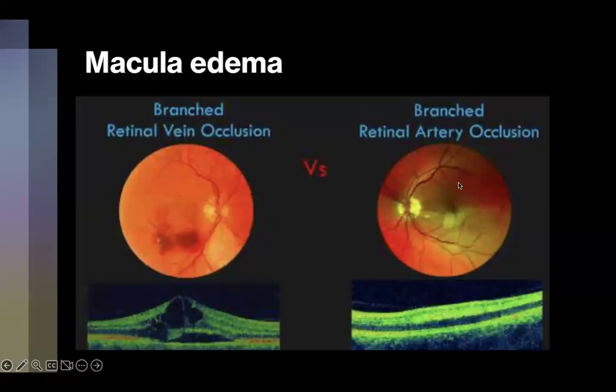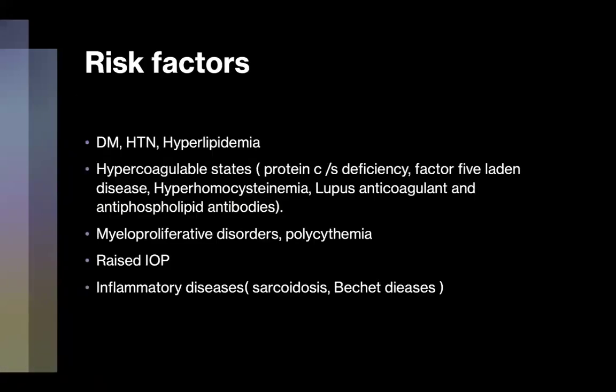Okay, so risk factors again: diabetes, hypertension, hyperlipidemia, any condition that increases hypercoagulability, like protein C and S deficiency, factor V Leiden disease, lupus anticoagulant, antiphospholipid antibody syndrome, and myeloproliferative disorders. Raised intraocular pressure, so glaucoma, is a risk factor for central retinal vein occlusion. And any inflammatory disease like sarcoidosis or Behçet can give rise to central retinal vein occlusion.